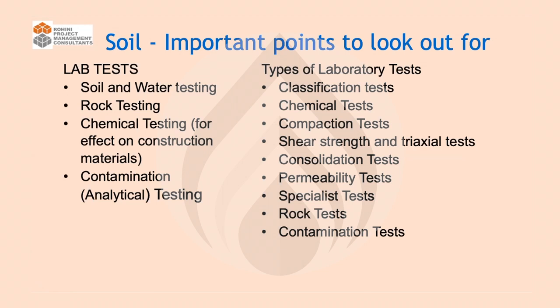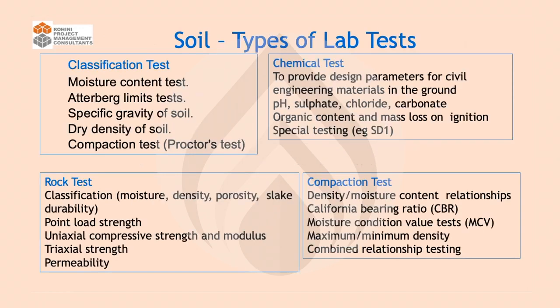Now, there are innumerable lab tests which we classify into types. Okay, so whatever you are seeing on the screen: classification test, chemical, compaction, shear strength, triaxial. Now we are diving deep, right? So permeability test, specialized test, rock test, or contamination test. There is a specific methodology to be carried out, or how it will be done to get what accuracy of the result. Those are called the type of laboratory test. Let us, on an overall view, understand what these tests are.